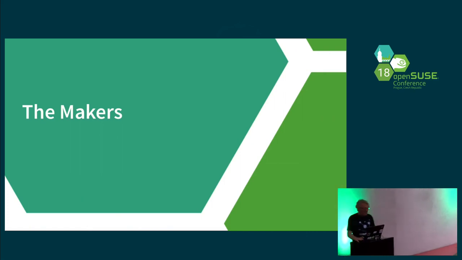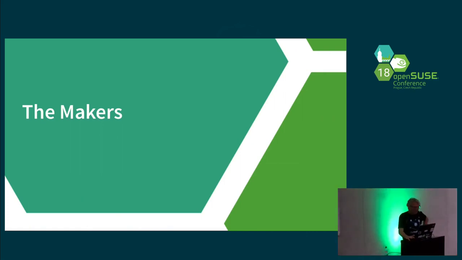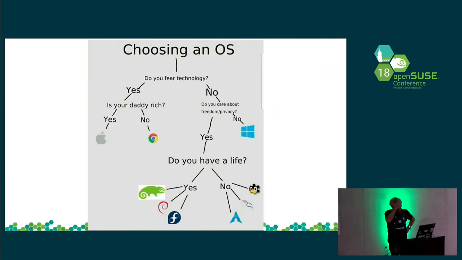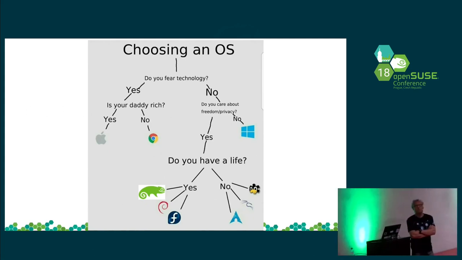Yeah, let's come to the last part of the presentation, and these are basically the makers. So while I was doing this presentation, I stumbled over graphics like this. I think one of my WhatsApp contacts sent me this. It says, how do you choose an operating system? First question is, do you fear technology? Okay, I'm asking myself, an operating system is something quite technical, and if I fear technology, this is similar to how do you choose the engine of your car if you have no idea what an engine is?